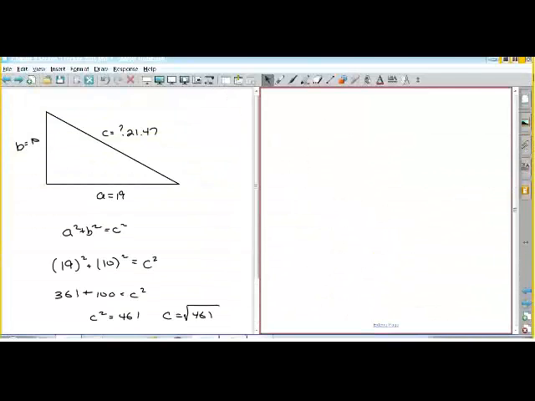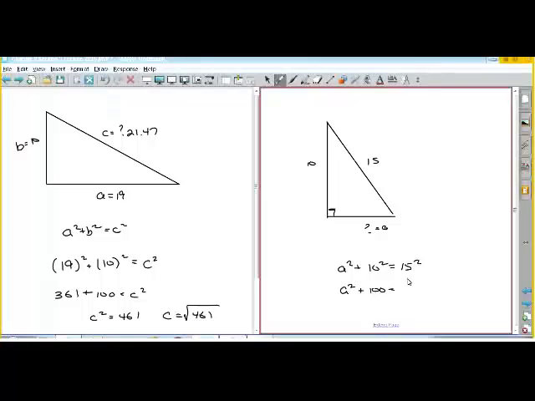So the other case would be, let's say we're given the hypotenuse. So we're going to make up another triangle, slightly different. Here's our triangle, and this is again a right triangle. Let's say this is equal to 15, this is equal to 10. What's that equal to? Because it's a right triangle, we can use the Pythagorean theorem. Let's call this side a. So we'd have a squared plus 10 squared is equal to 15 squared.